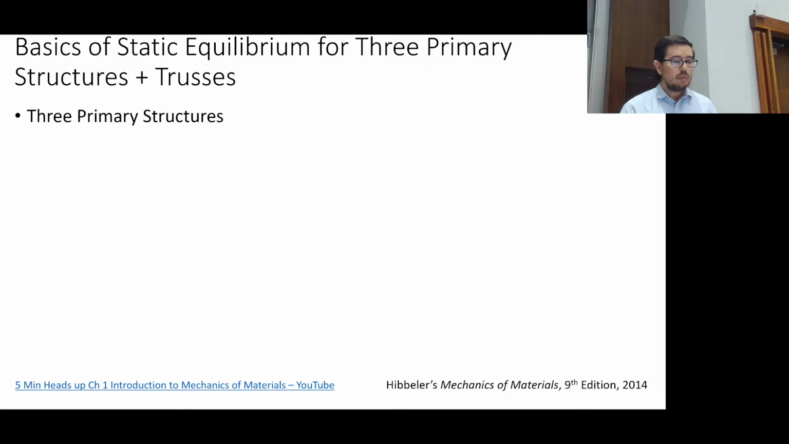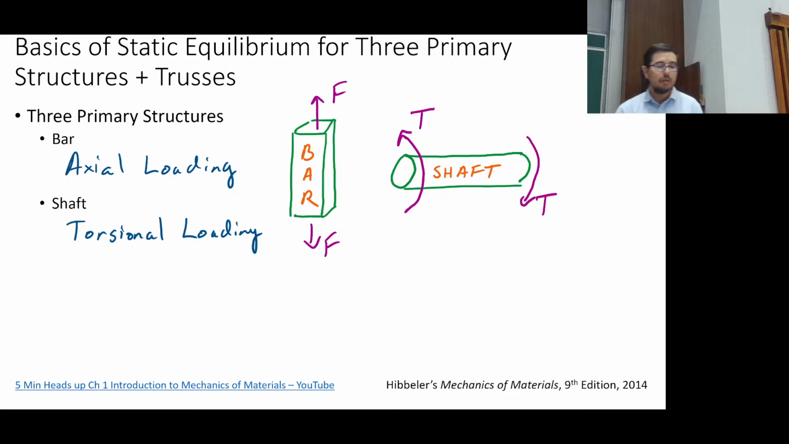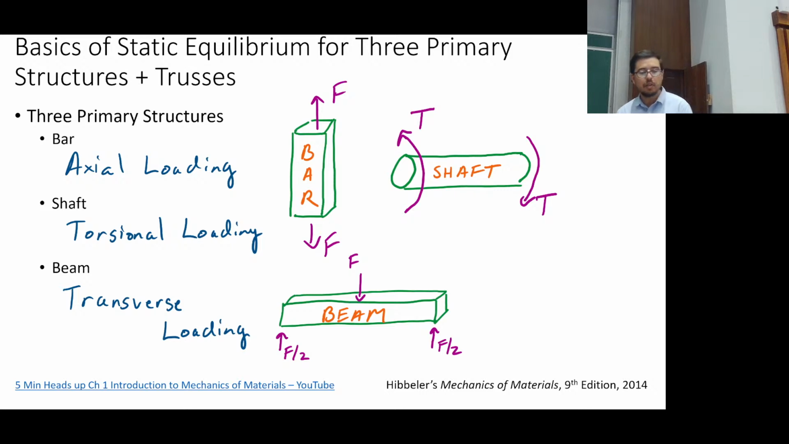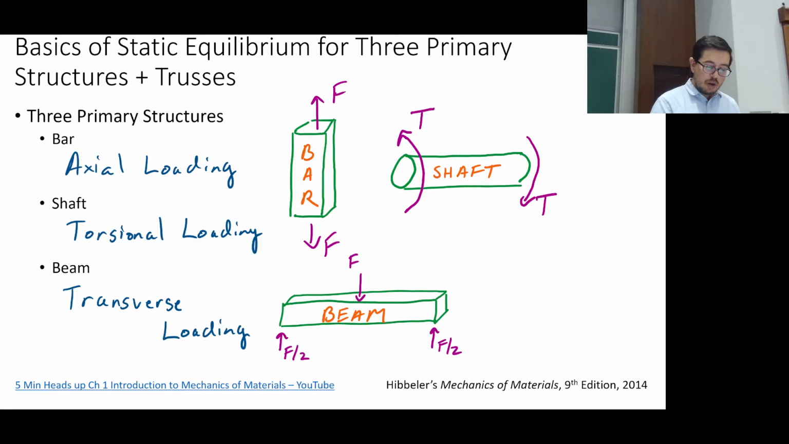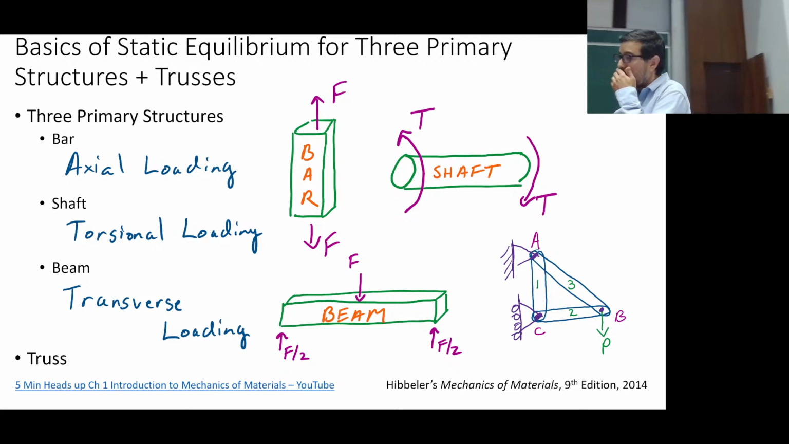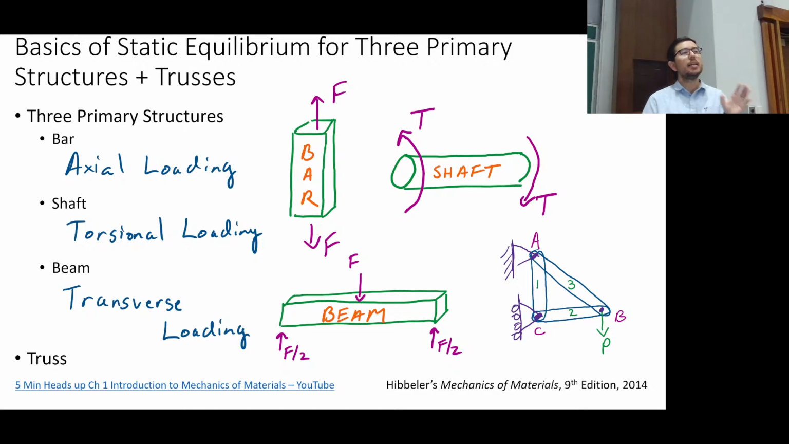Now, what we're going to do today is go into a little bit more depth on the three primary structures of this class. We're going to talk about axial loading and how we think about equilibrium. We'll talk about torsional loading, and how we use equilibrium. And we'll think about transverse loading, and again, how we use static equilibrium. We'll also talk about trusses. There won't be a question on trusses in this problem set, but there will be analysis done on trusses in a future example, so I still advise that you pay attention.